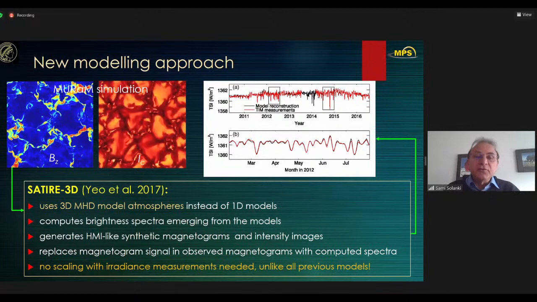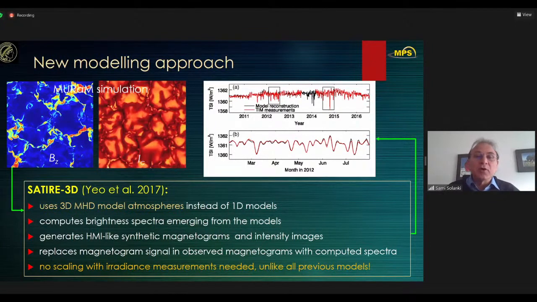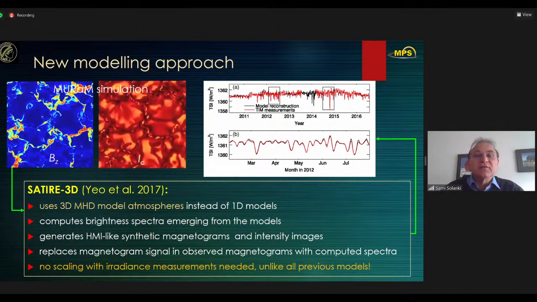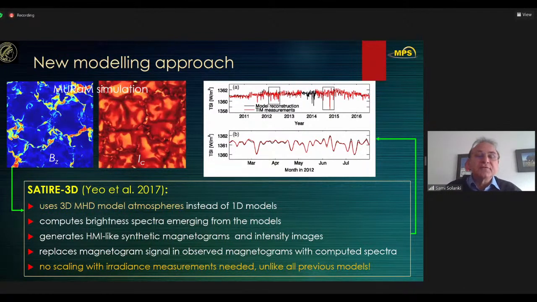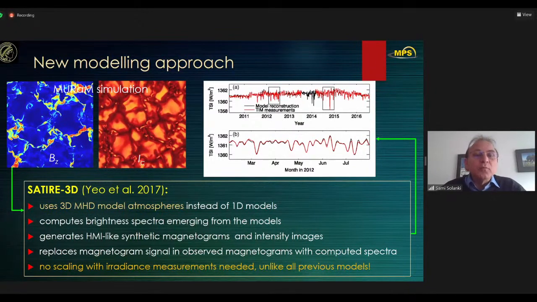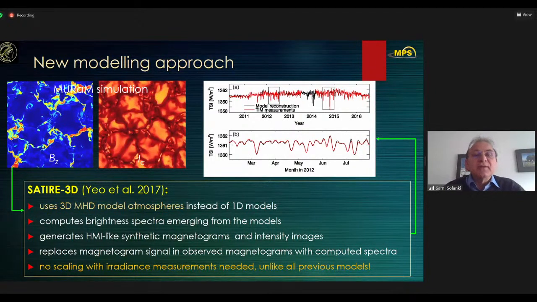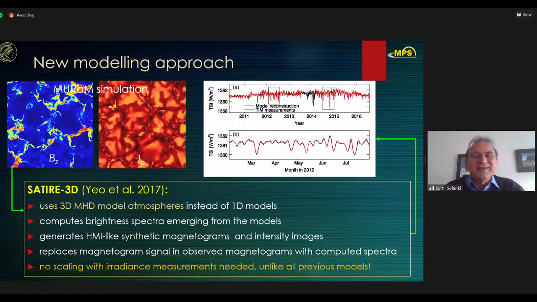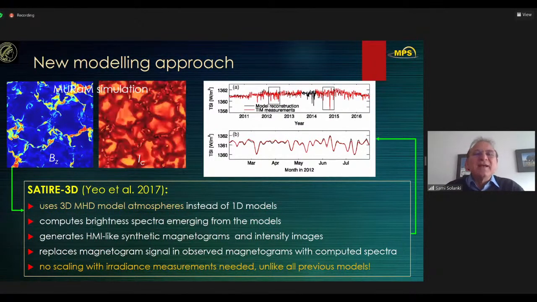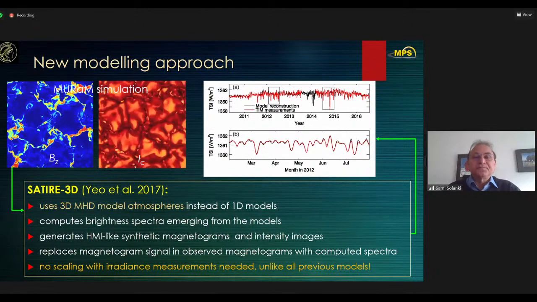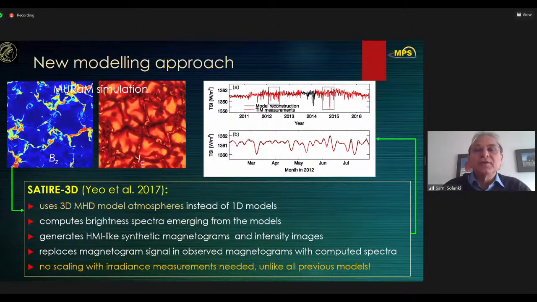And this makes use of, instead of 1D model atmospheres, 3D model atmospheres, such as you can see on the upper left. Sorry, the one movie has stopped working. One movie shows the vertical magnetic field, the other, the continuum brightness or intensity coming from 3D MHD simulations, made with the Muram code in this case.